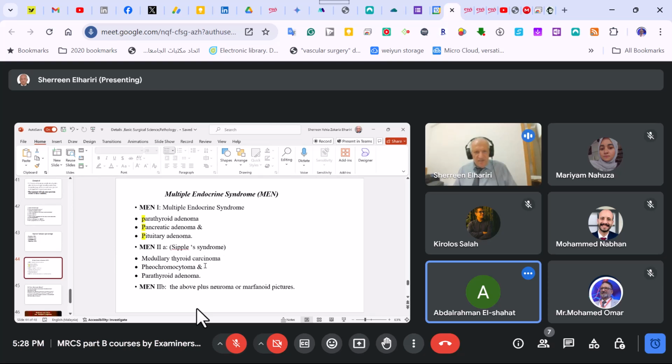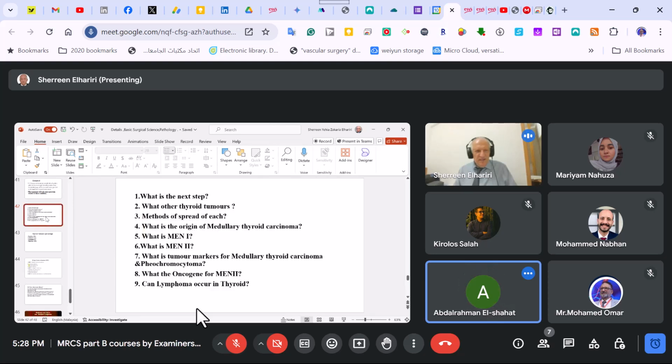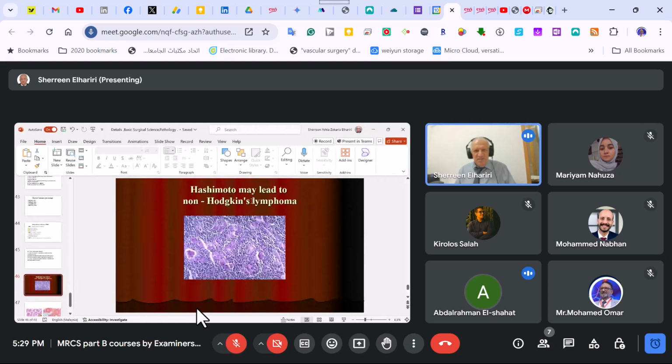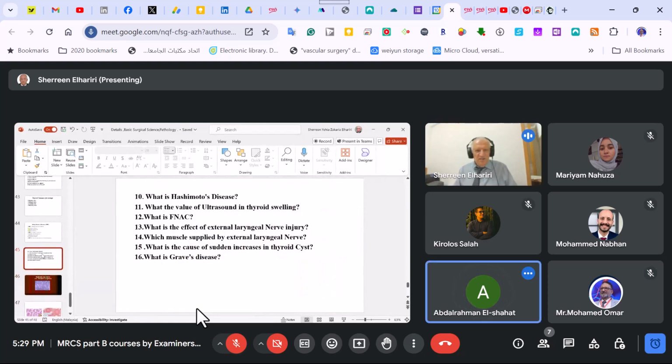What is the tumor marker of medullary thyroid carcinoma? Calcitonin. What is the tumor marker of pheochromocytoma? VMA, vanillylmandelic acid. In which organ? In urine. Yes, in urine. Can lymphoma occur in thyroid? Yes, lymphoma can occur in thyroid, after Hashimoto. All right. What is Hashimoto disease? Autoimmune thyroiditis, usually painless. In Hashimoto disease, the thyroid function is high or low or both? First high, then low.